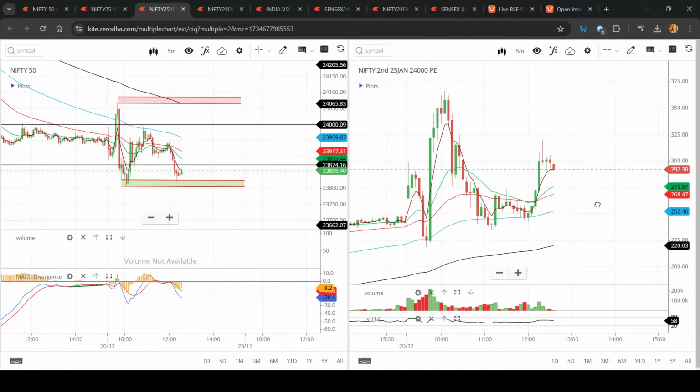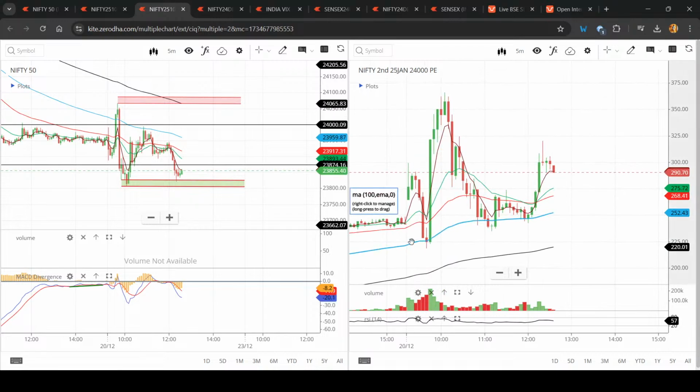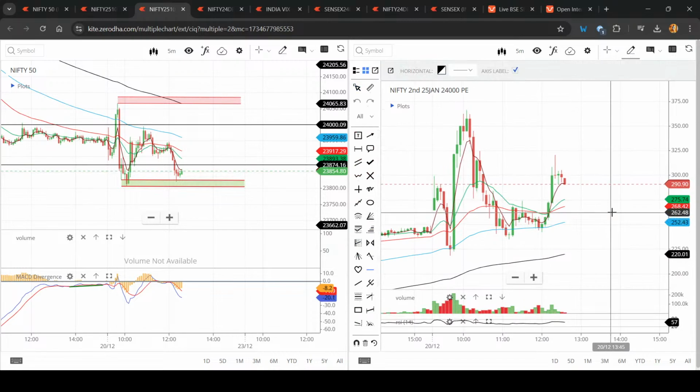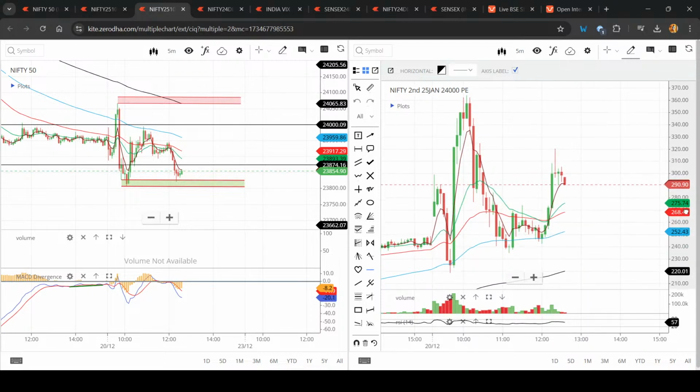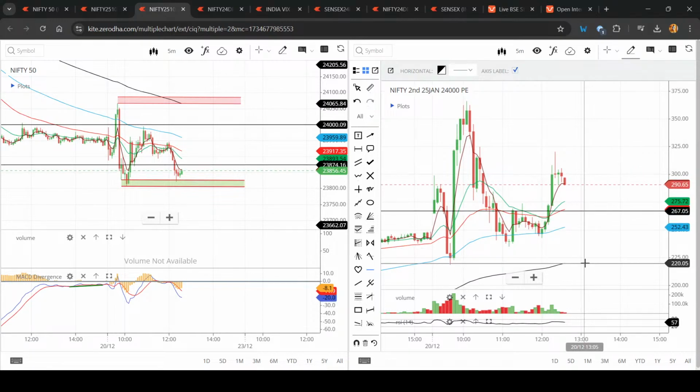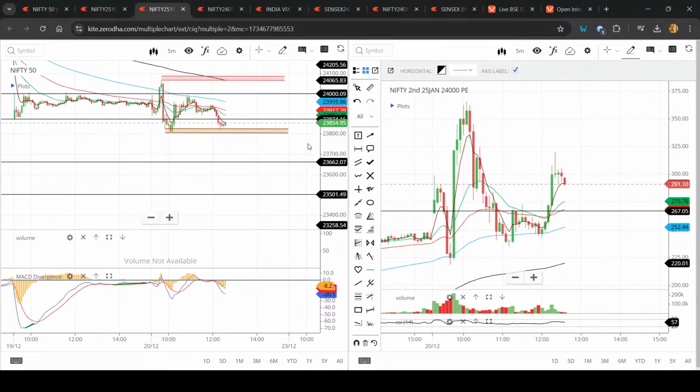So if at all you see these charts, from an options perspective, if you have taken a short here, your SL should technically be around 50 points. So your SL should be somewhere around here. This is a good support. All right, so markets are trying to take a support.